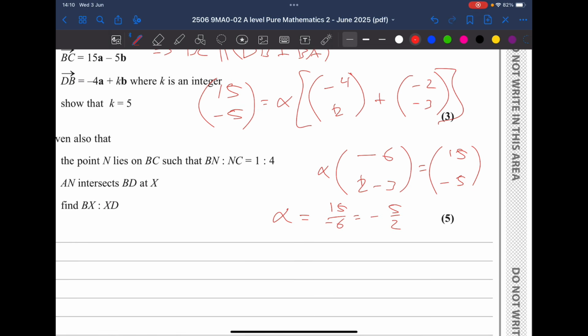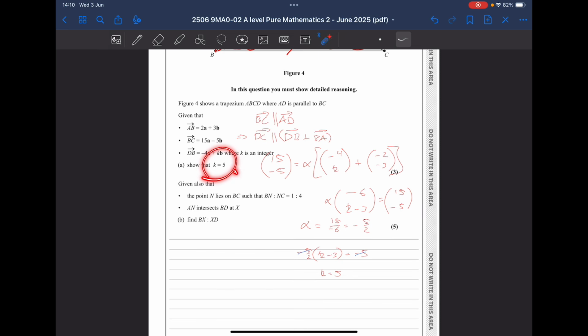And then using the second row, we're going to have that minus 5 over 2, lots of K minus 3 equals minus 5. Those minus 5s will cancel. K minus 3 is equal to 2. K equals 5. And I think that was what they wanted. Yeah, lovely.